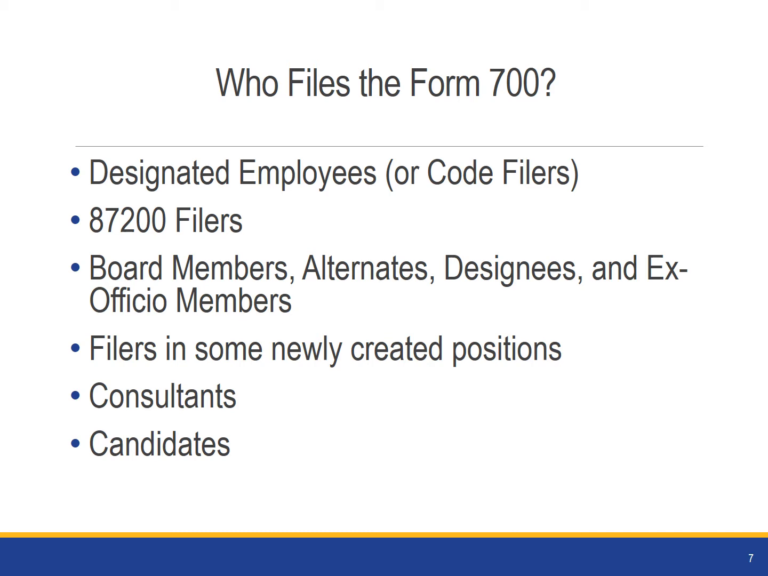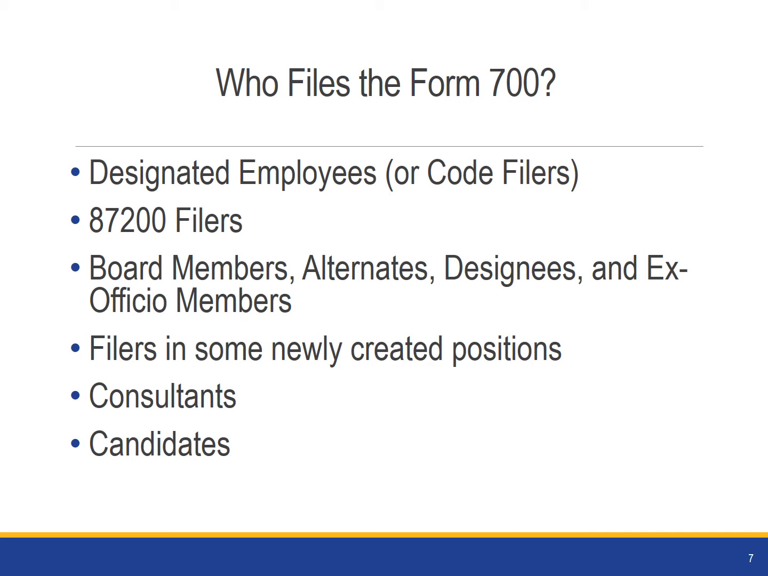Additionally, an agency may determine that there are other positions at their agency that qualify as 87200 positions because they manage public funds. Filing officers may also collect completed statements from board and commission members, alternates, ex officios, and board commission designees, even if the position is unpaid. Sometimes after a Conflict of Interest Code has been adopted or amended, an agency creates a new position whose duties require disclosure. If you are in such a position, you may be asked to complete an assuming office statement, and you will be required to submit annual statements as well.